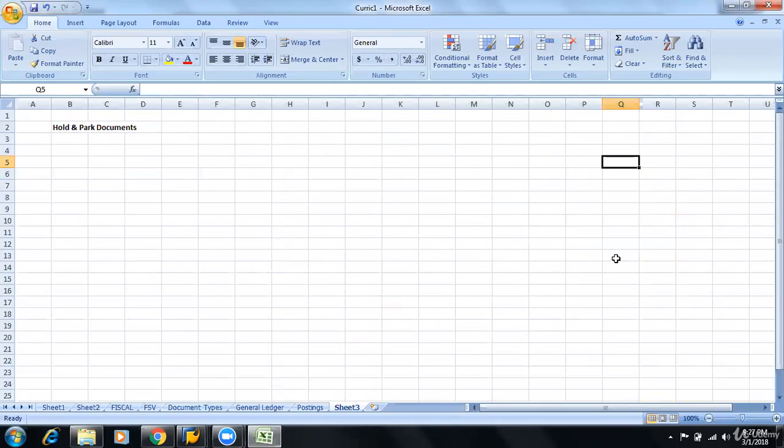Since we have started posting the transactions, let us explore some more options for an end user when he posts the transactions. Basically, hold and park documents, you must be convinced by now, are like holding a document kind of thing. Yes, this is the main concept here. I just give you a brief about this. There are no configurations at all in this thing.